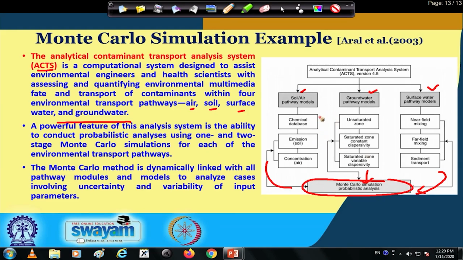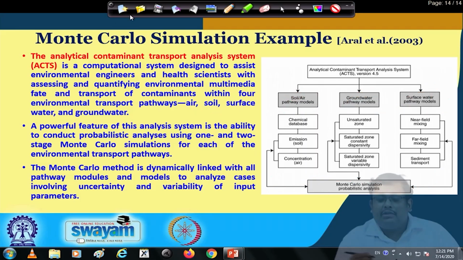So, you can see there are certain input parameters in all these pathway models: in the soil air pathway models, the groundwater pathway models, the surface water pathway models. These are related to different inputs which have inherent variability. If you consider that inherent variability and simulate, this Monte Carlo simulation, dynamically linked to all 4 pathways, calculates the uncertainty and variability of the input parameters, produces different types of simulations, and also shows the pathway of the pollutant.